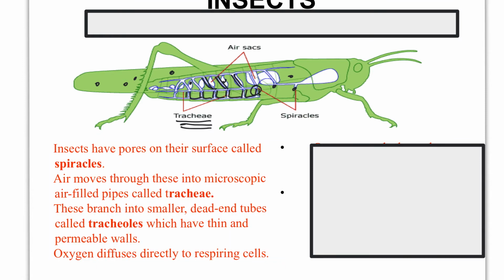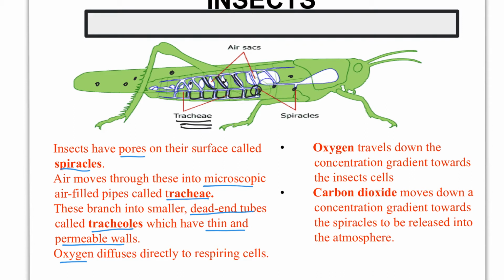So the insects have tiny pores on their surface, which are called spiracles. Air moves through these into tiny microscopic air-filled pipes, which are called tracheae, and these branch into smaller dead-end tubes that are called tracheoles. These tracheoles have permeable, thin walls, so this is going to be the site of gas exchange. This enables oxygen to diffuse directly into respiring cells. So at the tracheoles, oxygen travels down the concentration gradient towards the insect cells, and carbon dioxide moves down the concentration gradient towards the spiracles to get released into the atmosphere.